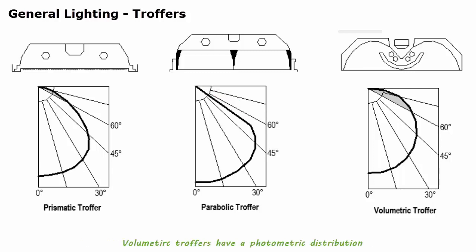Volumetric troffers have a photometric distribution that includes a fair amount of light in the 60 to 90 degree zone, tapering off as the angle gets closer to 90 degrees. It provides a better balance of luminance throughout the view field, and the space feels brighter, larger, and more open.